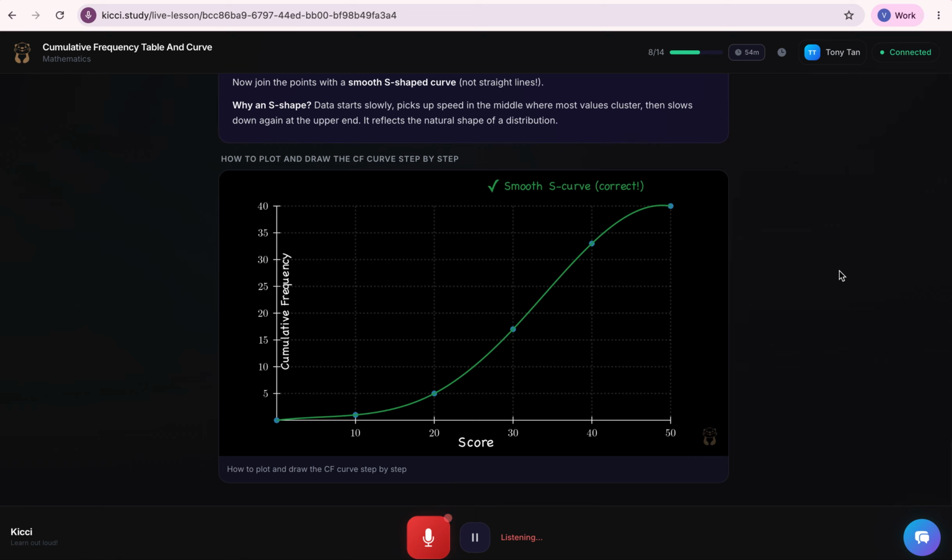Yeah, it looks smooth. So we should always connect it as a smooth line, not a straight line? Always connect it with a smooth line like that S shape. Straight lines don't accurately reflect how the data naturally flows or clusters in the middle. Ready to learn how we actually read this graph now? Is the cumulative curve always going to be an S curve, or can it come in a different shape?